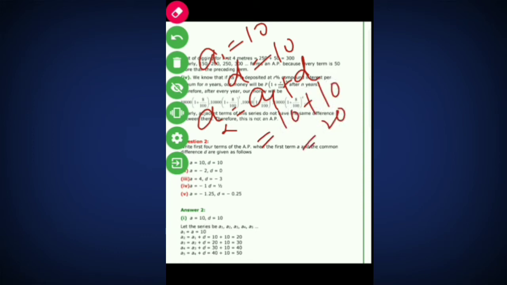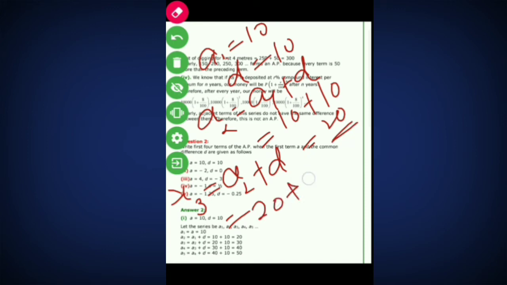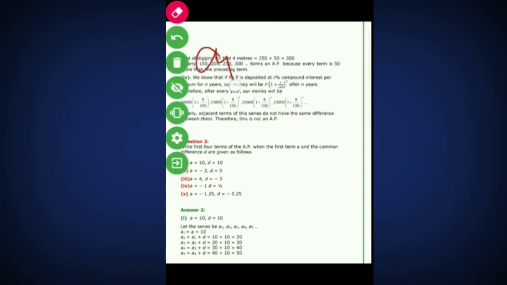When you have to find the third term, it means the second term plus the difference. The second term you have found is 20. The difference is 10. Then the sum will be 30. If you have to find the fourth term, it will be the third term plus the difference. The third term was what, student? That is 30 plus 10, that will be 40.